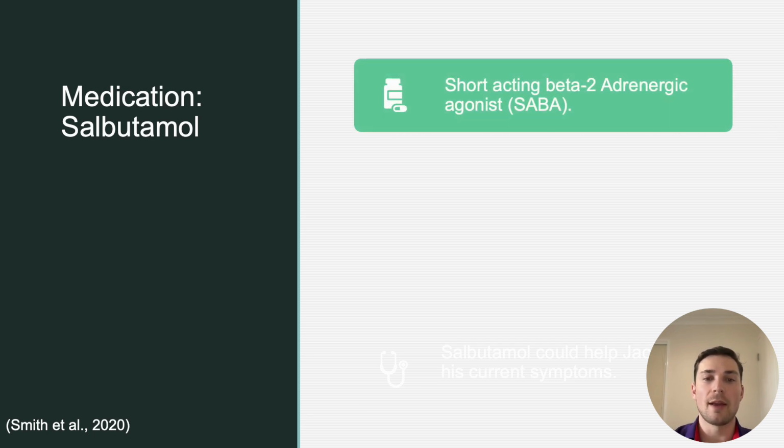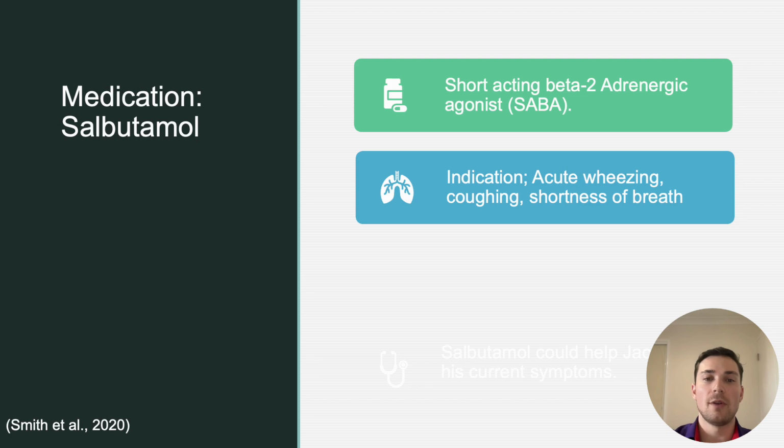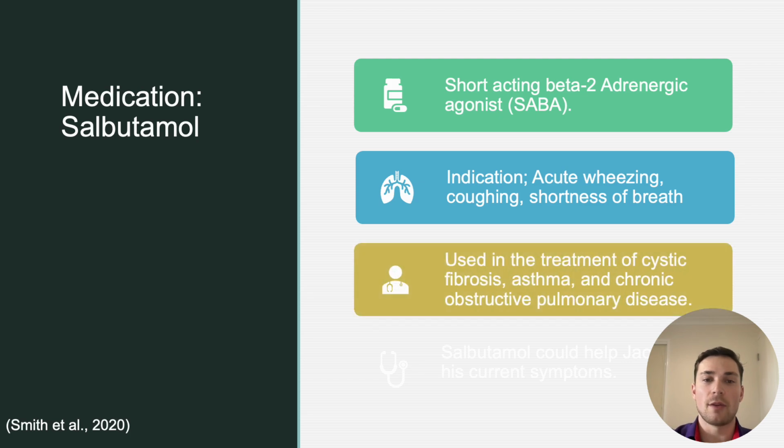Salbutamol is a short-acting beta-2 adrenergic agonist, or SABA, and is a common bronchodilator used in the management of cystic fibrosis. It is indicated for the relief of acute symptoms such as wheezing, shortness of breath, coughing, and asthma. Also, chronic obstructive pulmonary disease.